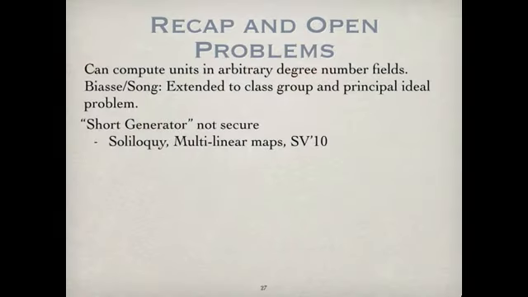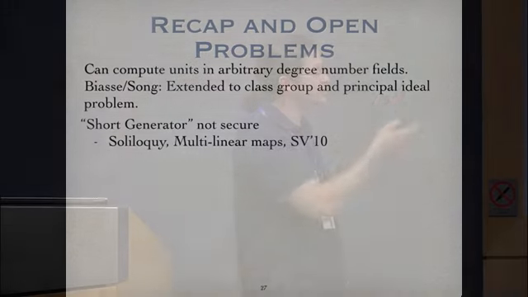So the assumption in the crypto system that I mentioned in the beginning, I'll just mention what it is. It's something called the short generator principal ideal problem. It was used in these three crypto systems.